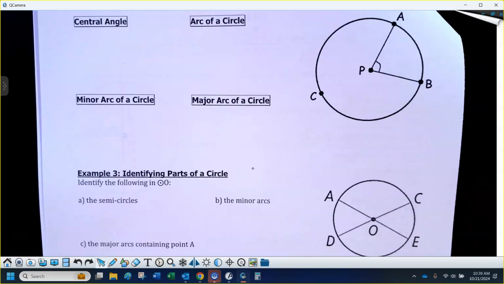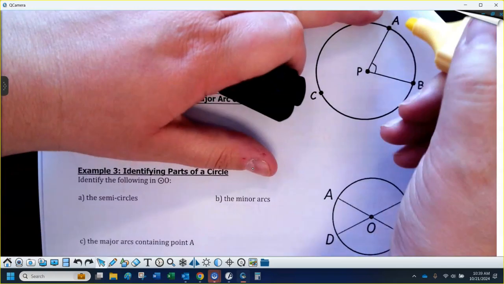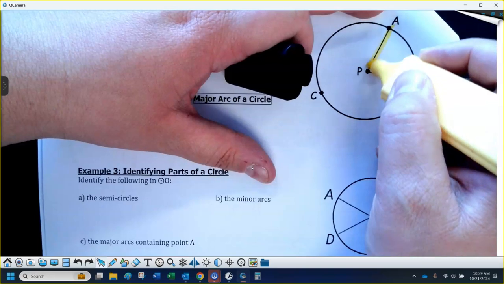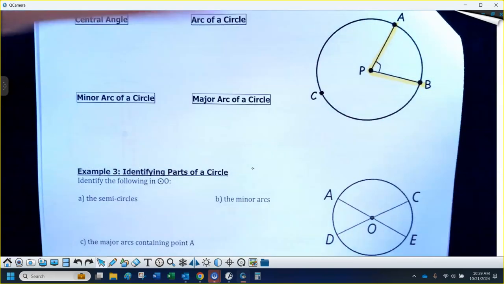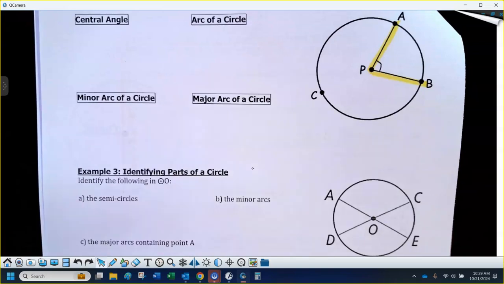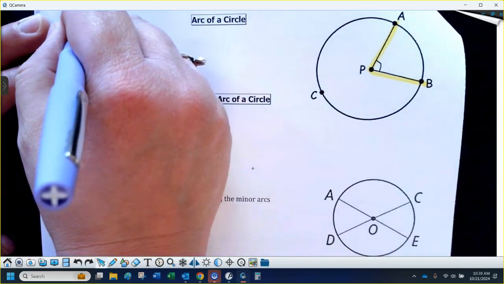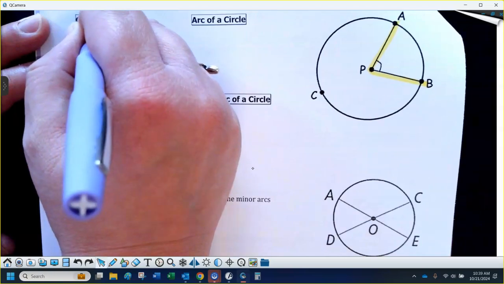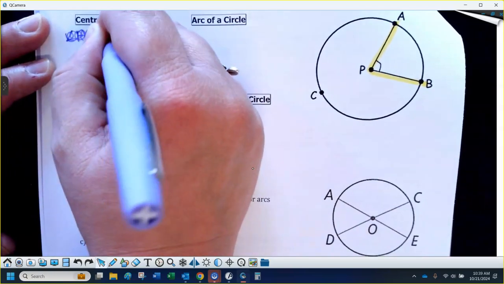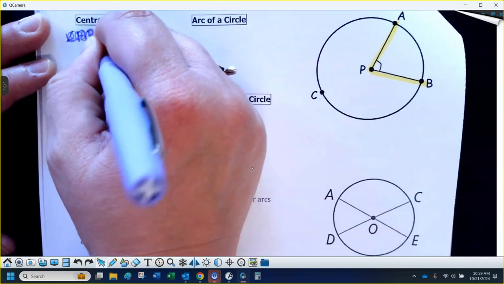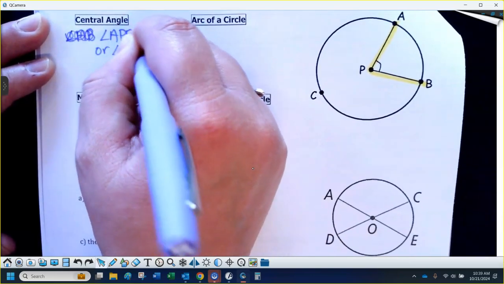So if we have a circle, the entire unit is going to be about having segments within a circle and things like that. And they can form angles, they can form different shapes we're going to talk about as we go through. What I have in the picture here is a circle, and then I've just got a radius from P to A, a radius from P to B, and that actually forms an angle. And that angle is what we call a central angle. So in this picture, this would be angle APB, or you could call it angle BPA.